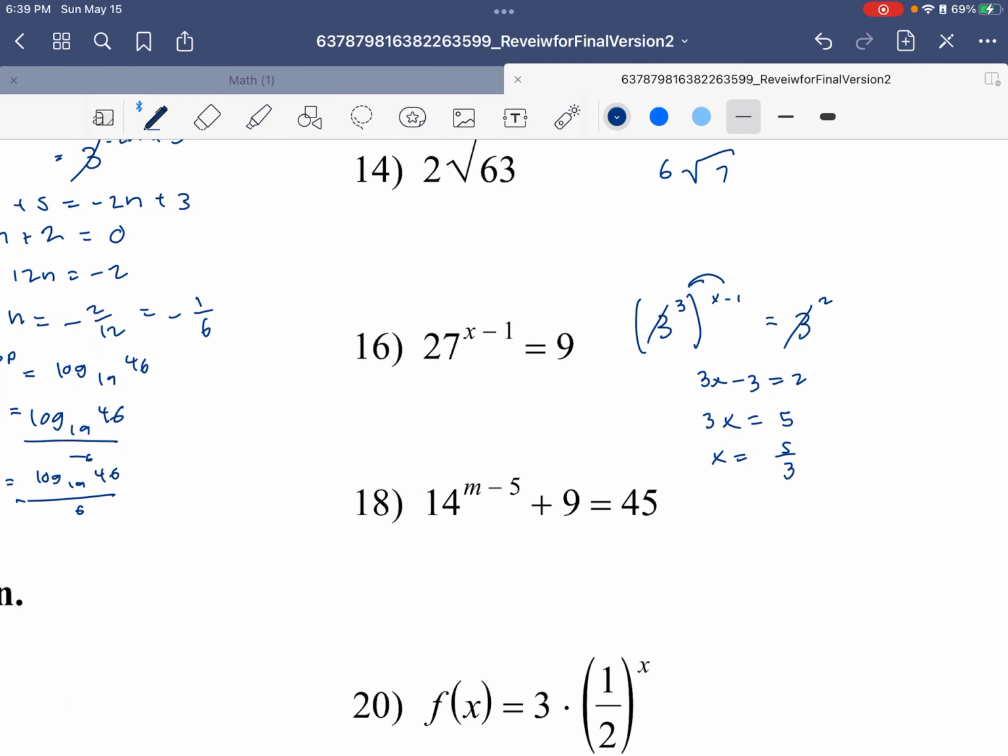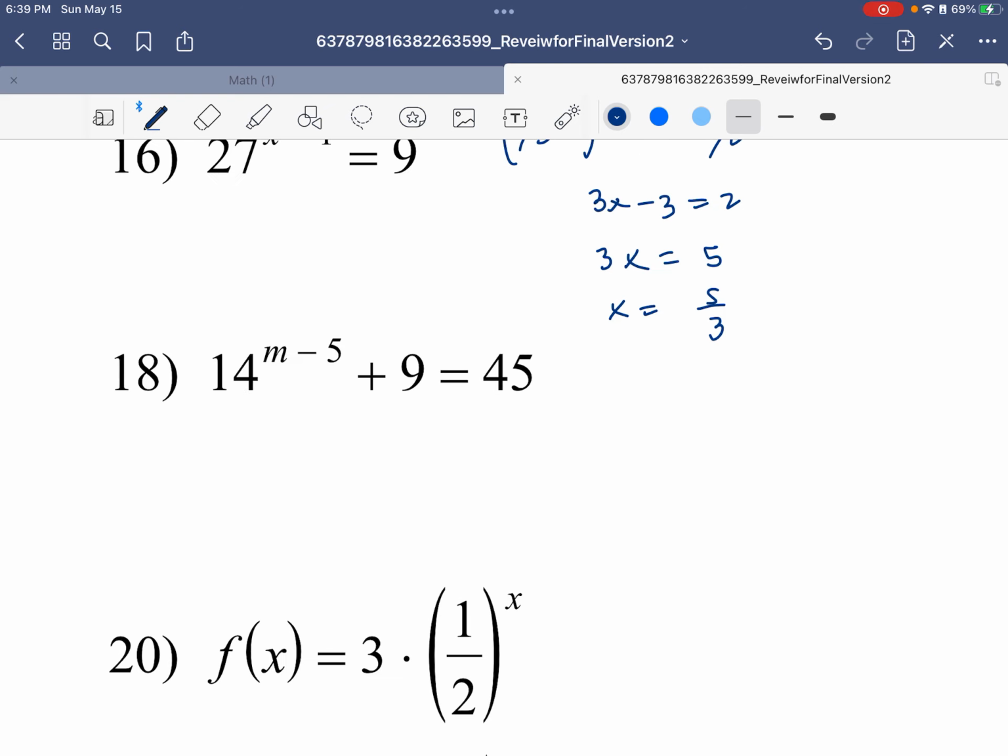Okay, now for 18. You cannot factor this one in any way. So we're going to need to use log. I'm going to minus 9 from both sides to get rid of 9 over here. That gives us 36. So you have equals 36. And I'm going to set both sides to log base 14.